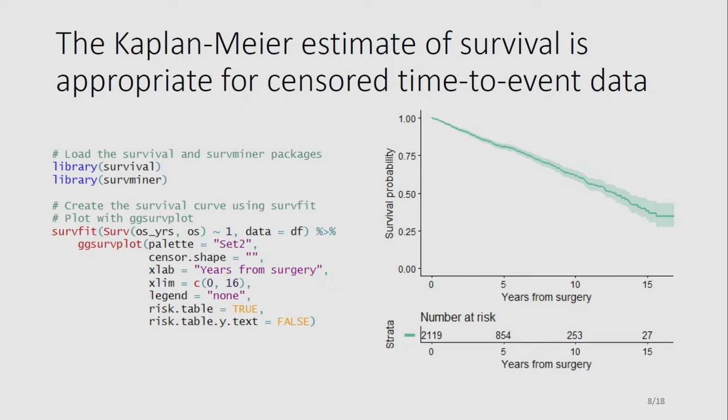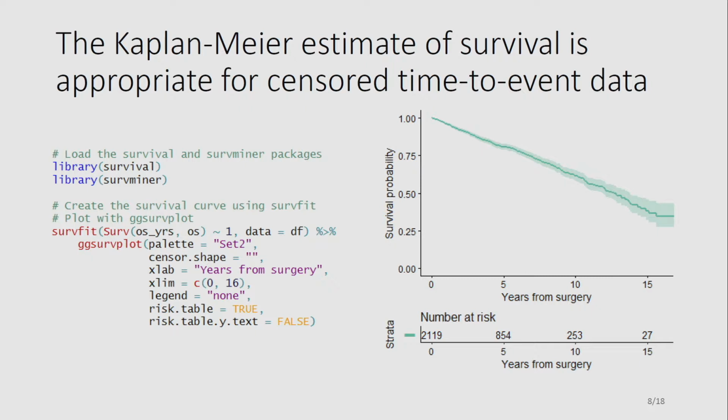So I'm going to be using an example today throughout my talk before I get into some R code and some results. It's a kidney cancer data set. There's 2,119 patients in this data set. It's retrospectively sampled. And the event of interest is just death from any cause. So we're interested in overall survival.